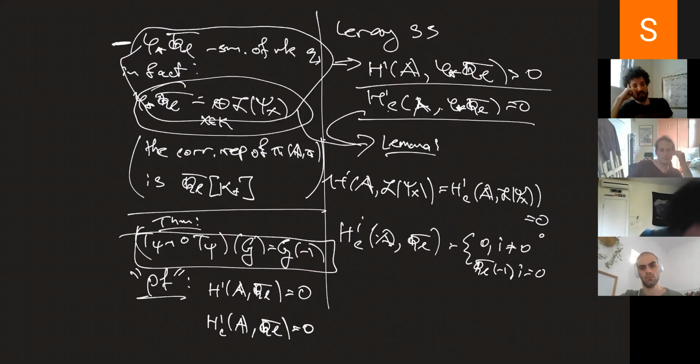Okay. Can you see what I just wrote? Yes. So the compactly supported cohomology on A of QL bar is 0 in non-zero degree, and it's QL bar twisted by -1, in degree 0. No, I mean in degree 2, maybe. Yes, probably in degree 2.